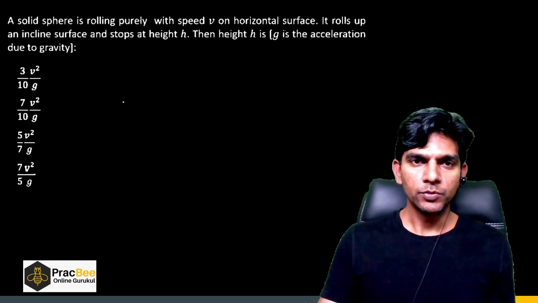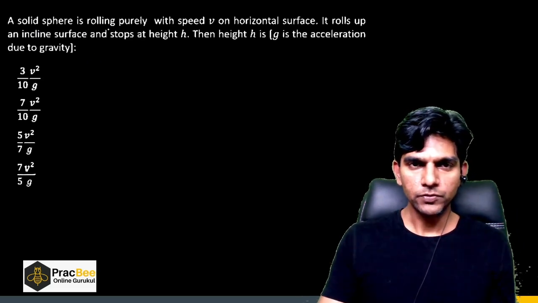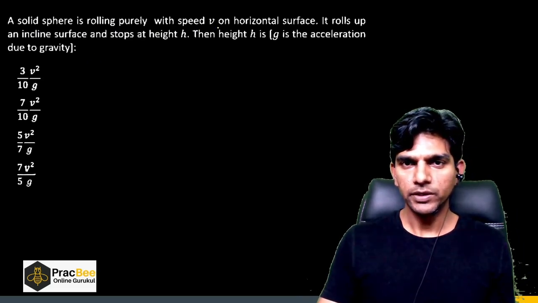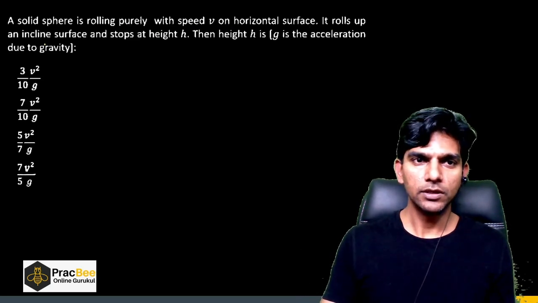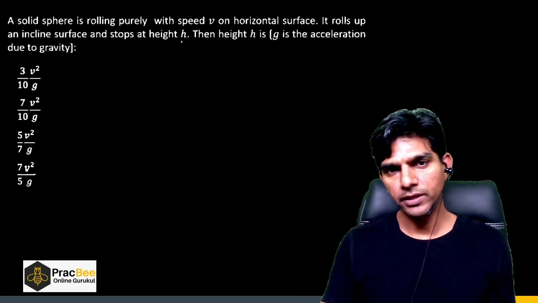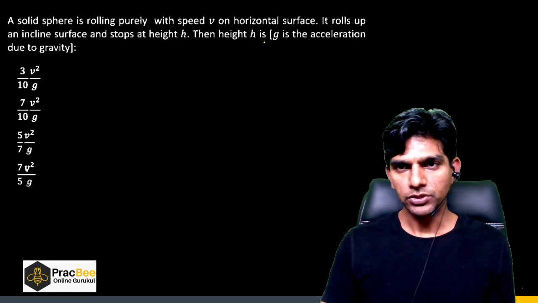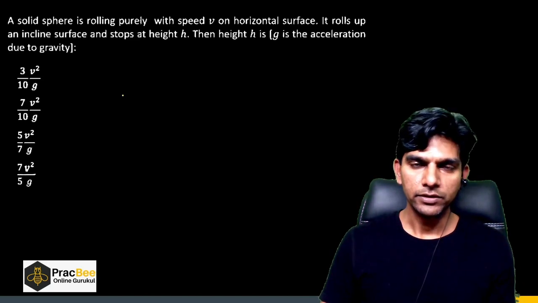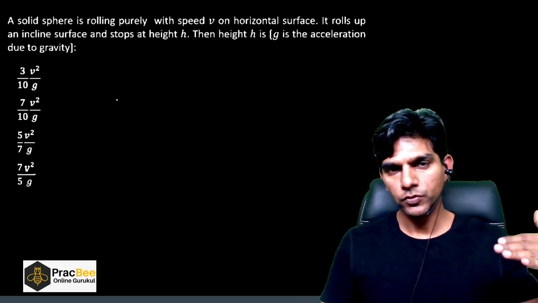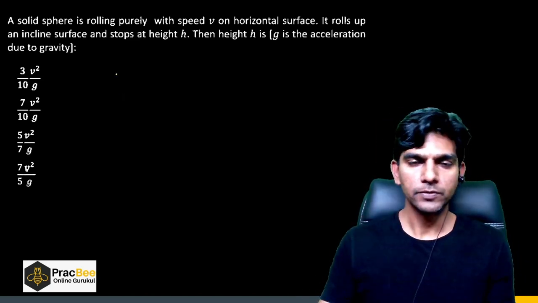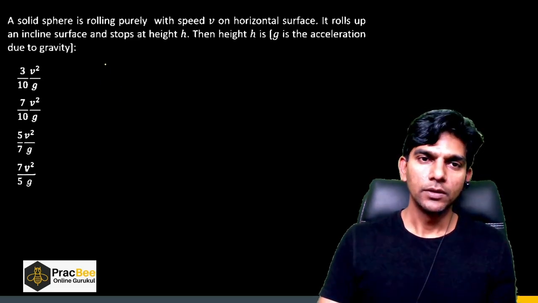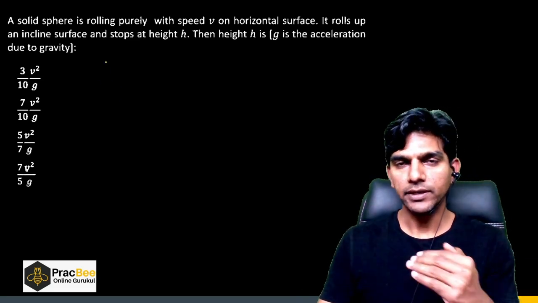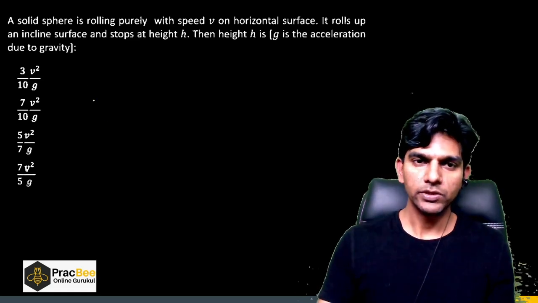Now next question is from rotation. A solid sphere is rolling purely with a speed v on a horizontal surface. It rolls up an inclined surface and stops at a height h. Find the height h. Here I'm considering that there is no loss of energy when it goes from the horizontal surface to the inclined surface. So if you apply energy conservation, the loss in the kinetic energy will be gained in the gravitational potential energy.